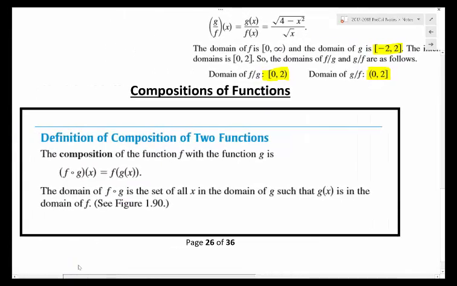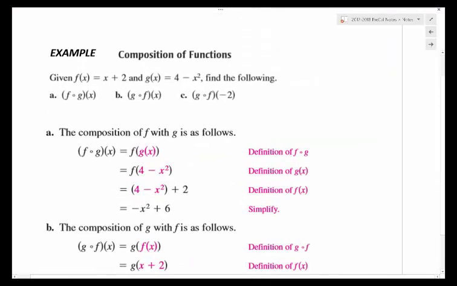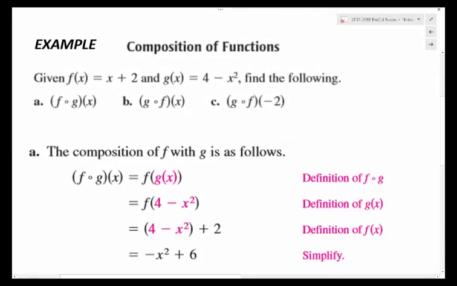A composition of two functions is where, I'll read you the definition, the domain of f of g, the composition of f and g, is the set of all x in the domain of g such that g of x is in the domain of f. The composition of two functions, to do that, I simply put an equation into another equation.